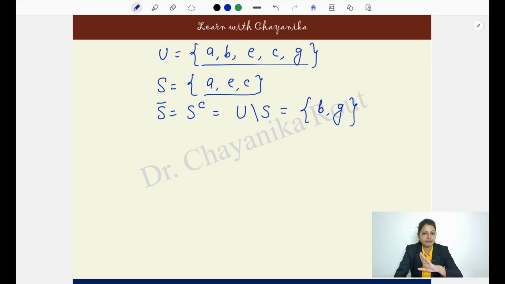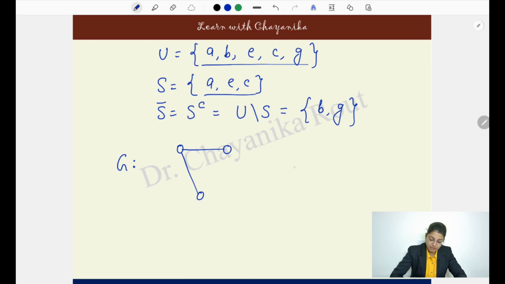Almost in a similar manner we can define the complement of a graph also. Now how? First of all, we are dealing with simple graphs only here. Next, when we have a graph G, suppose the order of the graph is 3. Now the complement of the graph, which is also denoted by G bar or G with a superscript C, also has the same order. So if G has 3 vertices, G complement will also have 3 vertices.